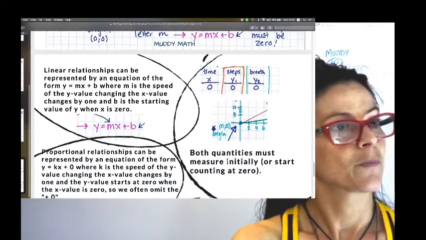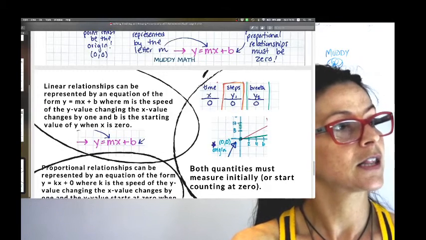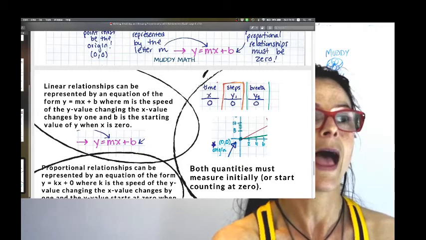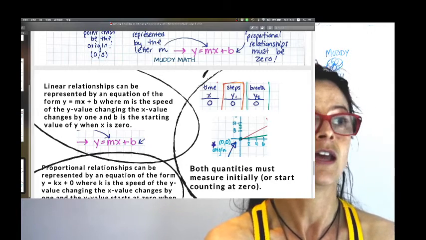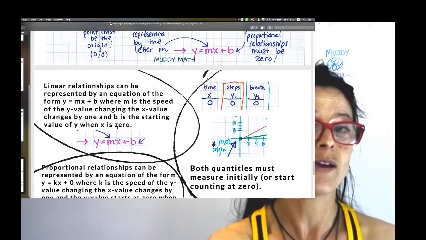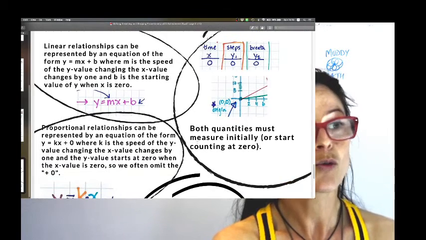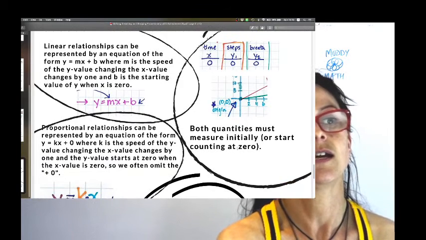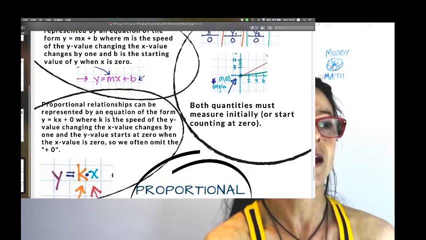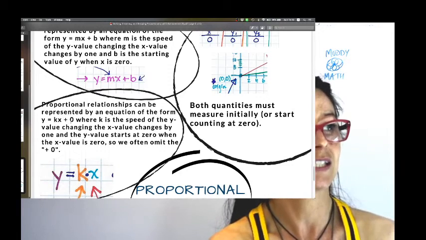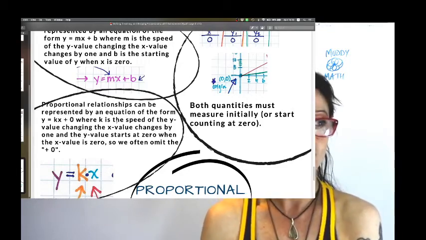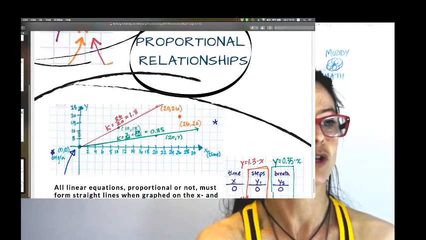Okay, so we're going to continue on with some vocab here. Linear relationships can be represented by an equation of the form y equals mx plus b, where m is the speed of the y value changing as the x value changes by 1. And b is the starting value of y when x is 0. Both quantities must measure initially at 0 to be proportional. Proportional relationships can be represented by an equation of the form y equals kx plus 0, where k is the speed of the y value as it's changing as the x value changes by 1. Y equals kx. These are proportional relationships.